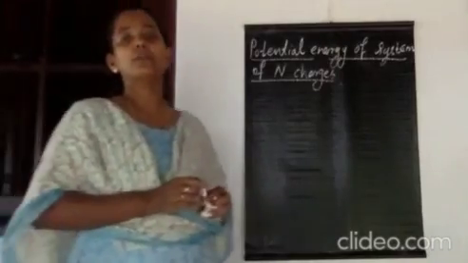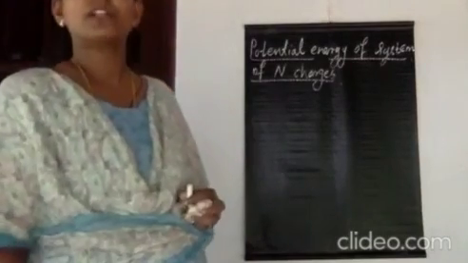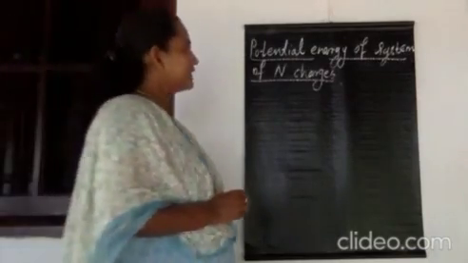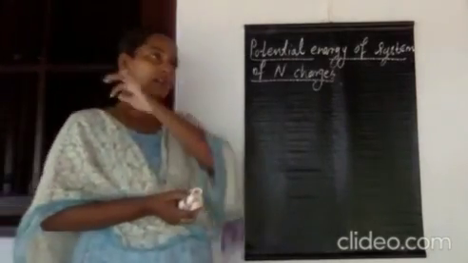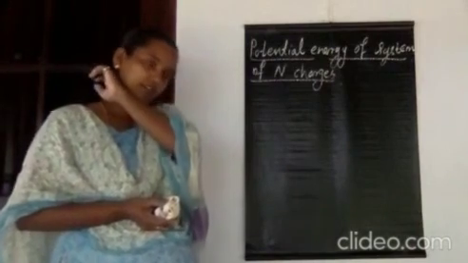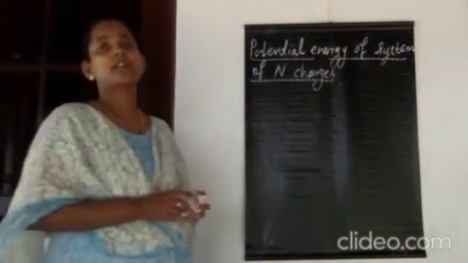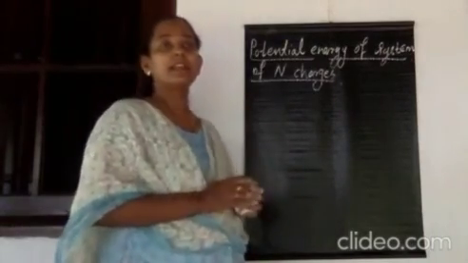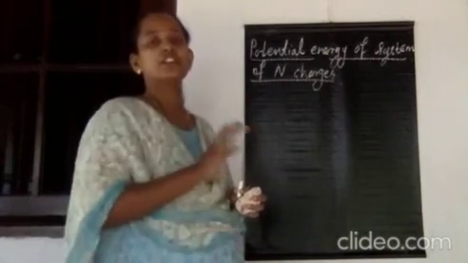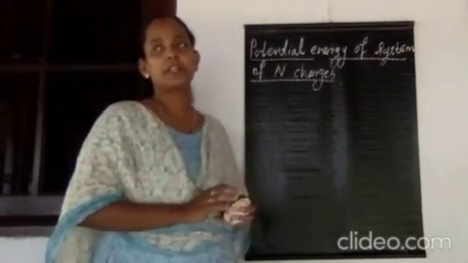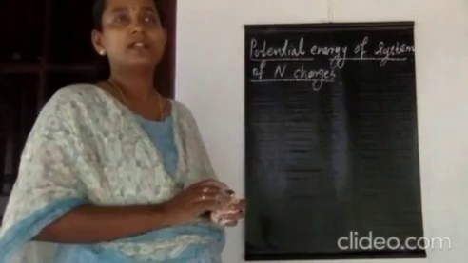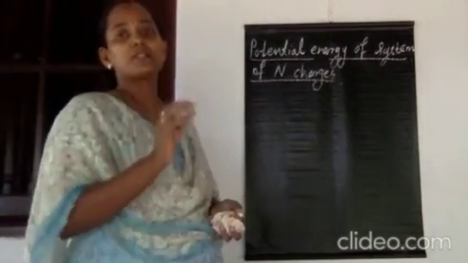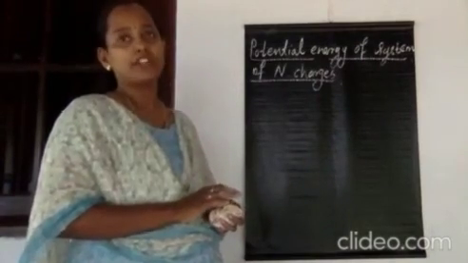So next we want to derive a general expression for potential energy of a system of n point charges. What is the definition for potential energy of a system of n point charges? That is actually the work done to assemble that system by bringing the charges one by one from infinity to a given point. The potential energy of a system of n point charges means the amount of work done to assemble that system by bringing the charges from infinity to that given point.